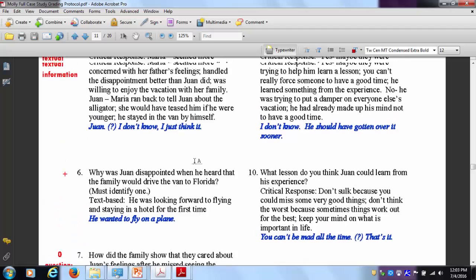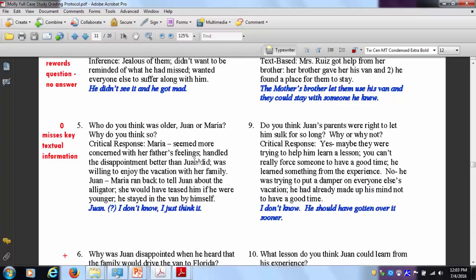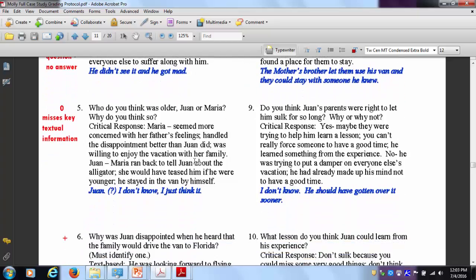8 is correct. And let's hear that 8 is correct. We marked it correct, and that's pretty obvious. But now let's look at 9 here. Do you think Juan's parents were right to let him sulk? So here, what you want to do is you want to make a value judgment about the parents.